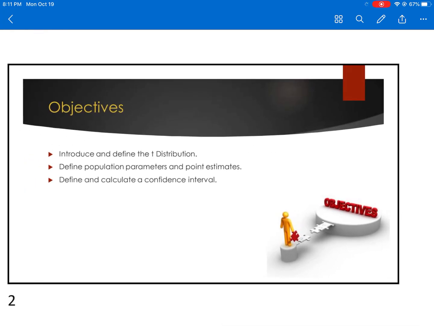Our objectives today are to introduce and define the t-distribution, define population parameters and point estimates, and define and calculate a confidence interval.